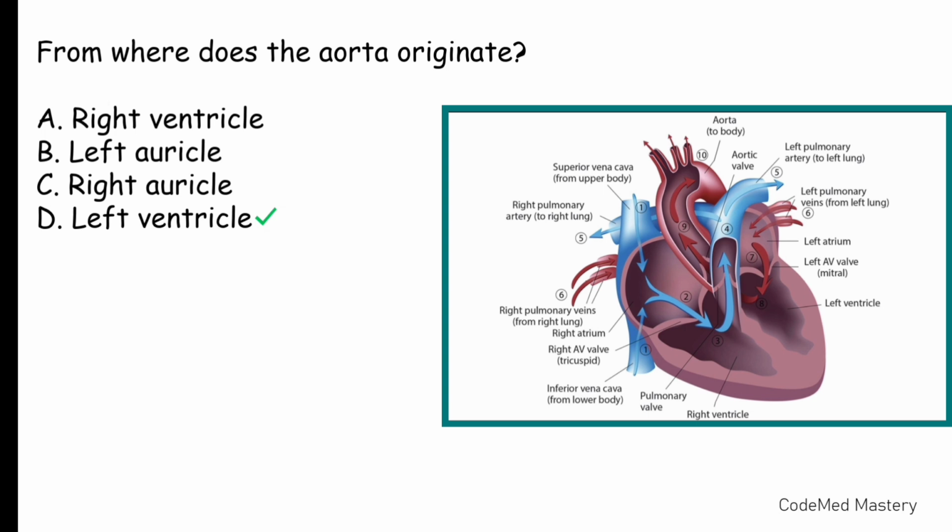Aorta is the largest artery in the body. The aorta begins at the top of the left ventricle. The heart pumps blood from the left ventricle into the aorta through the aortic valve. Okay? Next question.